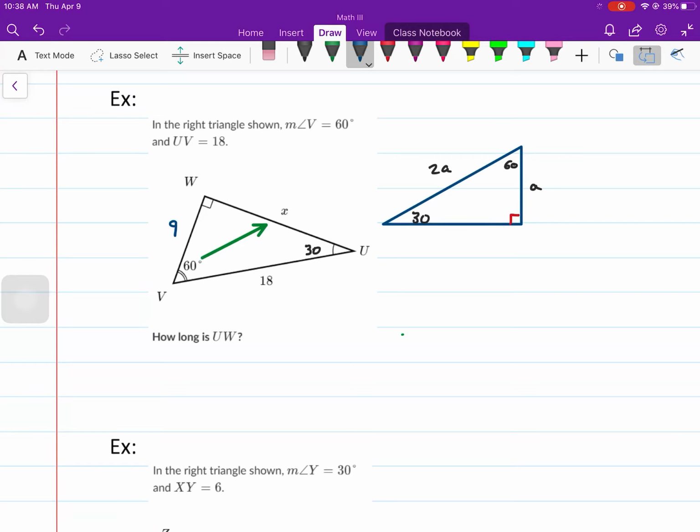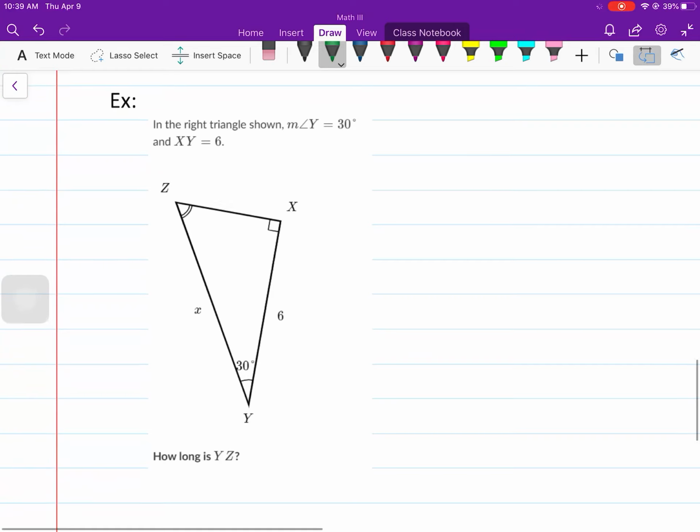Now that we have the short leg, how do we get the long leg? Well, the long leg is the short leg times the square root of 3. So that means that x is going to equal our short leg, which is 9, times the square root of 3. And that's it.